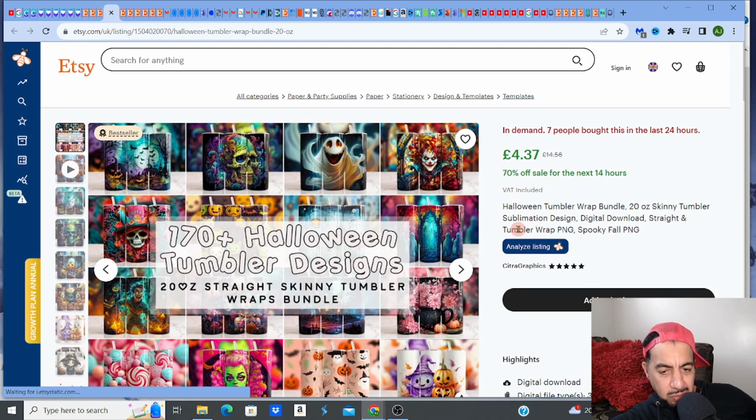They're touching on Halloween. I'll tell you, these are the tips I'm going to give you with this one. Why it's working so well. Why it's selling so well. I'll tell you why. Because firstly, Halloween is obviously the run-up. Secondly, 170 plus styles, which are actually quite nice. Thirdly, you've got a 20-ounce straight skinny tumbler, which is probably one of the most popular types of tumblers in terms of selling, the demand for this.